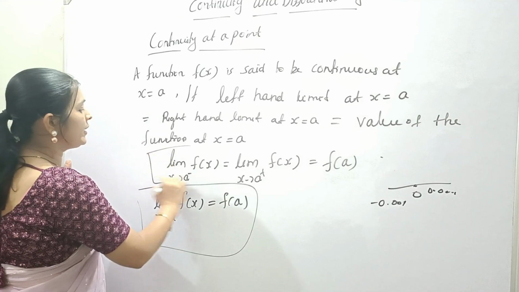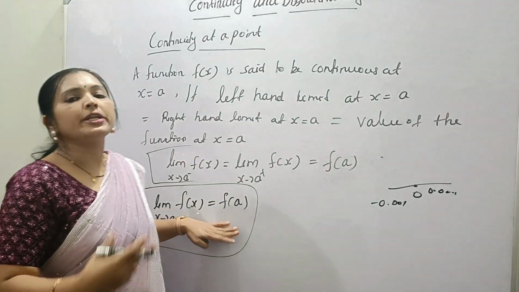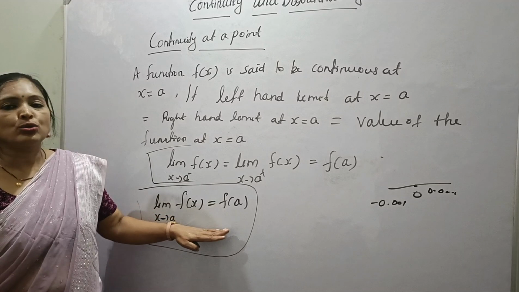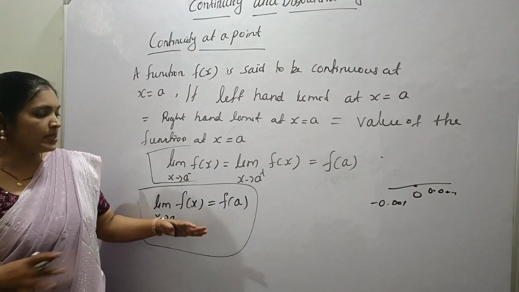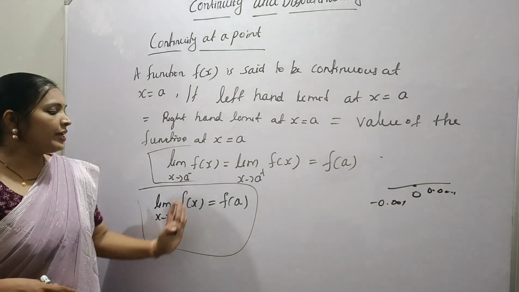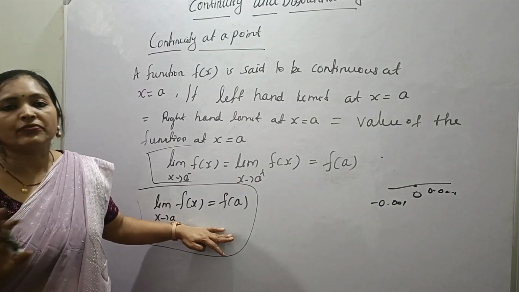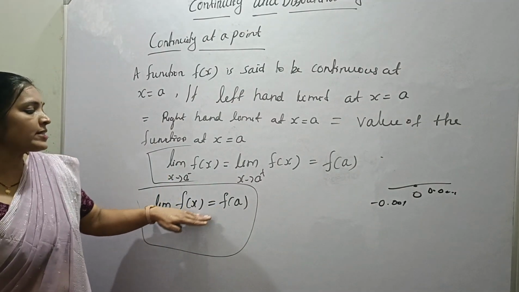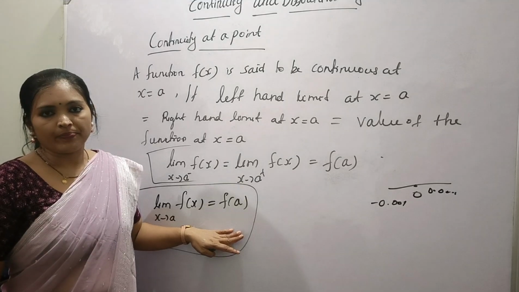See how to determine whether a given function is continuous. We have to find this limit and equate it. If limit x tends to a of f of x is equal to f of a, then we say the given function is continuous.